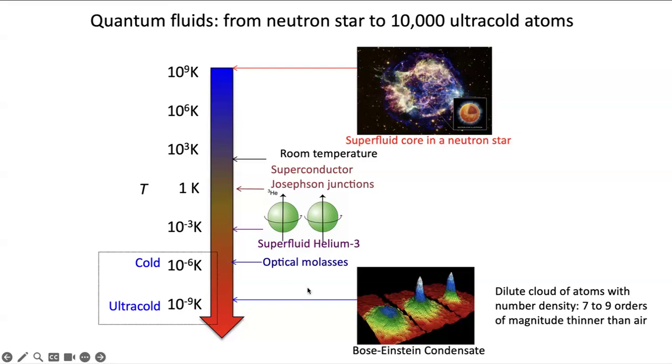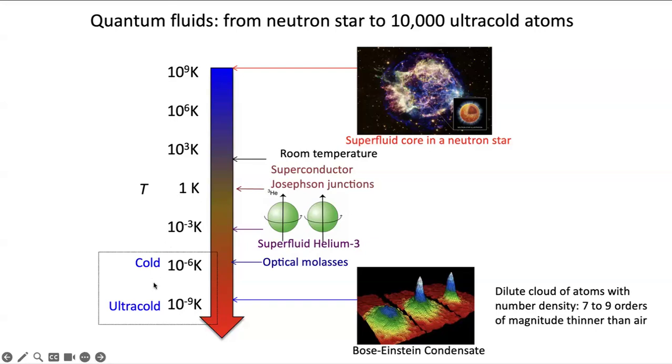Okay, so we work with a dilute gas of atoms. The reason we want it to be dilute is that we don't want these atoms to get too close to each other, because once they get too close, they will form molecules. They will release tremendous energy. So we don't want that. We want them to remain in their pristine condition, single atoms colliding with each other with elastic collisions. That's why we keep their density modest, about 7 to 9 orders of magnitude thinner than air, right? But in order for them to exhibit quantumness, it's necessary to cool to this kind of temperature.